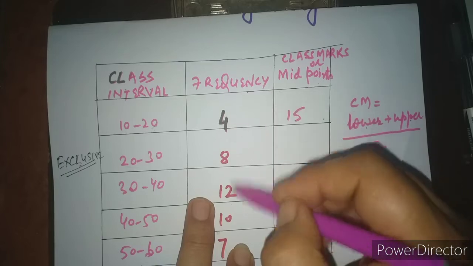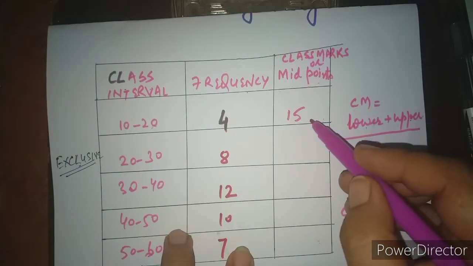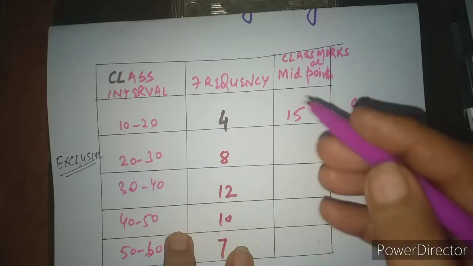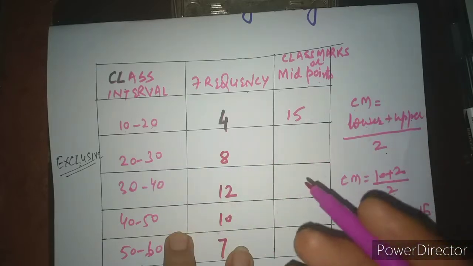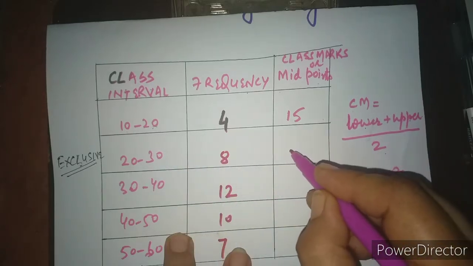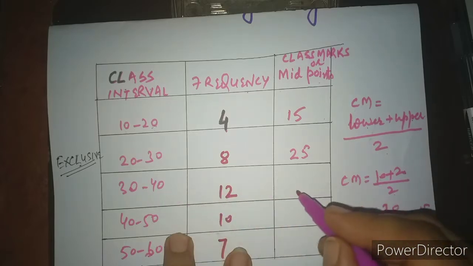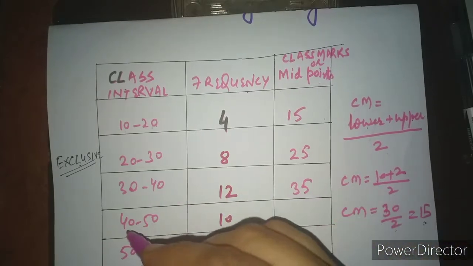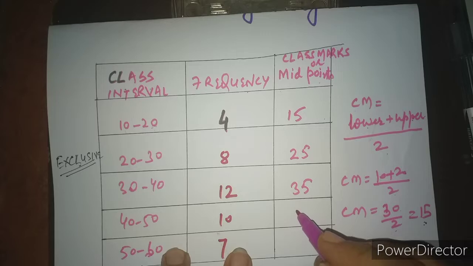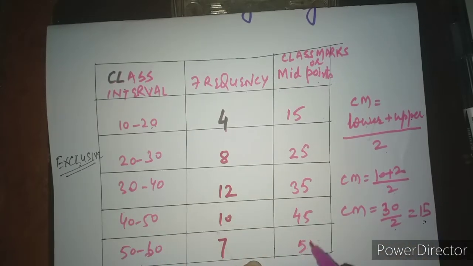It has nothing to do with the frequency, remember. From the class intervals we are going to write the class marks. For 20 to 30, its midpoint, we have to follow a certain pattern. For 20 to 30, the midpoint will be how much? It will be 25 by applying the same rule. 30 to 40, the midpoint will be 35. 40 to 50, the midpoint will be 45, and 50 to 60, the midpoint will be 55.